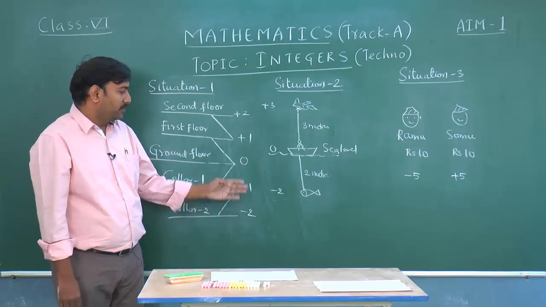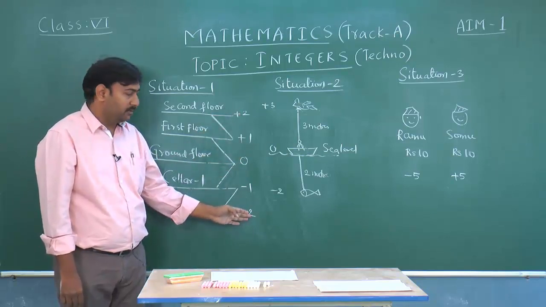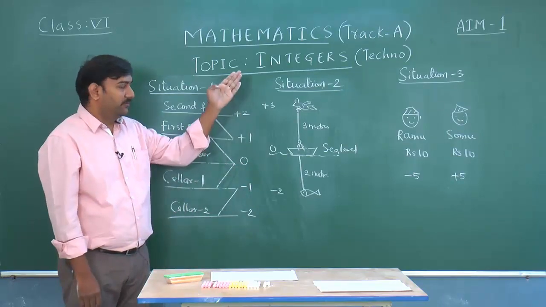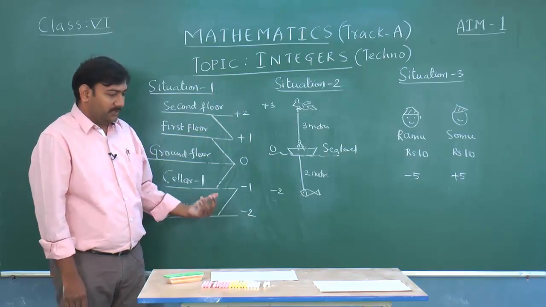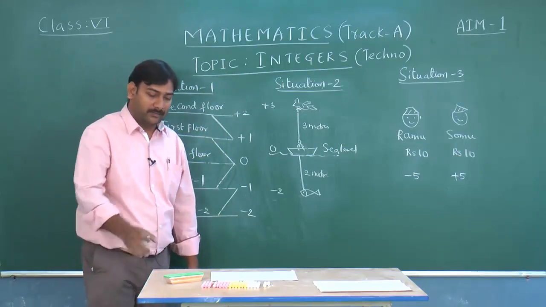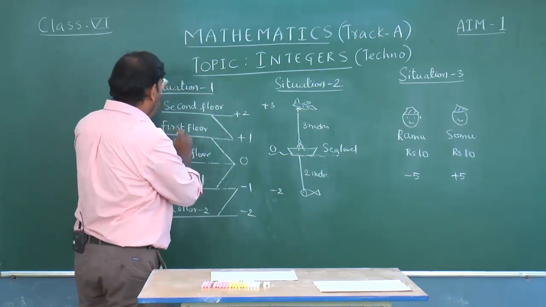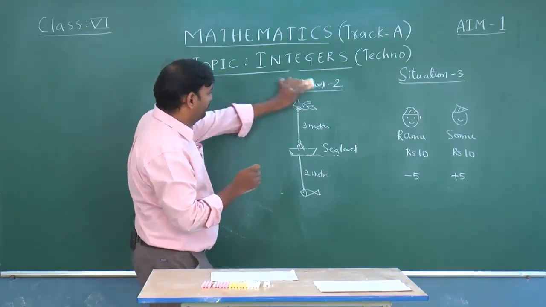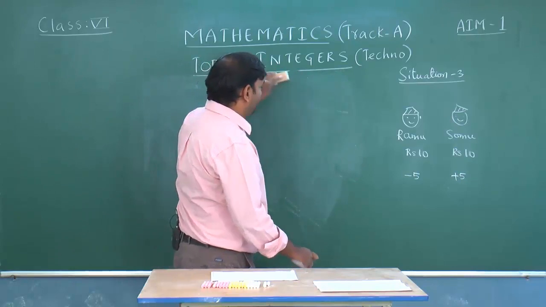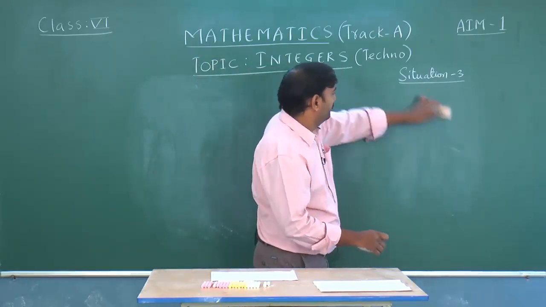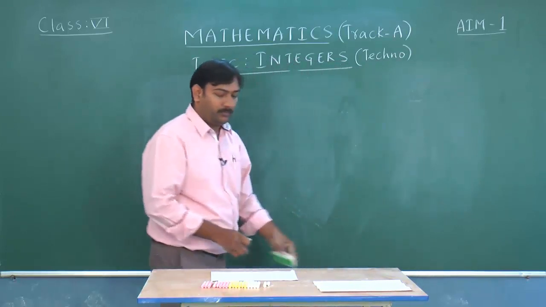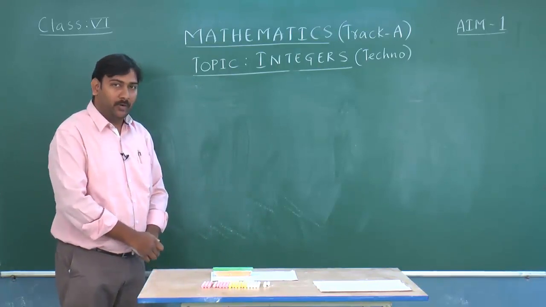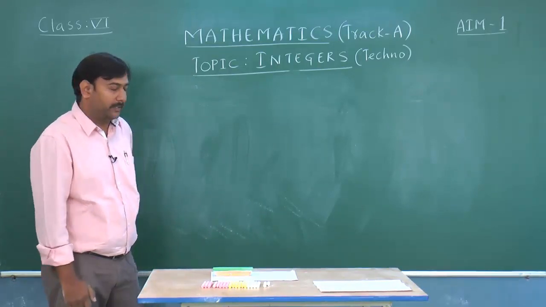Now these numbers, the positive counting numbers and the negative counting numbers including 0, we call the set of integers. So our topic is the set of integers. We'll once again discuss what the set of integers is. As discussed in the earlier situations, the positive counting numbers and the negative counting numbers including 0, we call a set of integers.